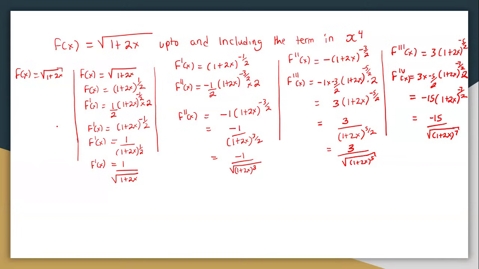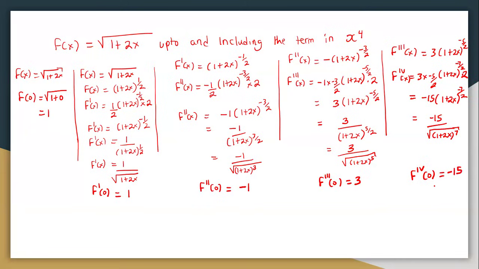Members, if you want, you can first differentiate everything, and then put in 0. So here we shall say f of 0. When you put in 0, you notice you have 1 plus 0, which is 1. When you put in f prime of 0, you also get 1. When you put in f double prime of 0, you get negative 1. Then the next one gives 3, and the next gives negative 15.